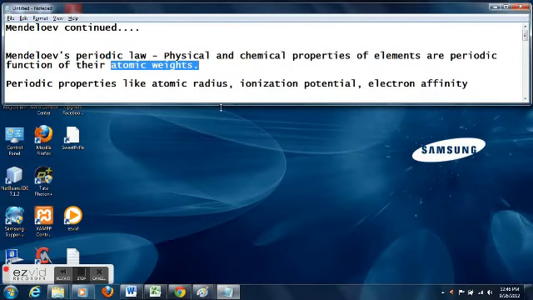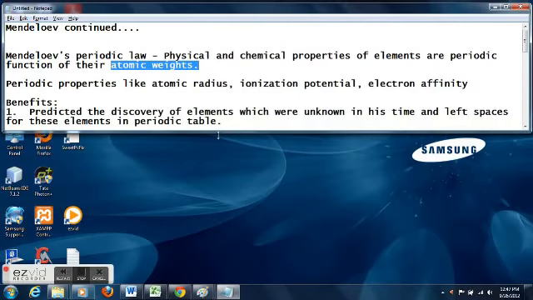Atomic radius is the distance between the center of the nucleus to the outermost shell of an atom. Ionization potential is the energy required to remove one electron from the outermost shell of an atom to form a positive ion. Electron affinity is the energy released when an atom absorbs an electron in its outermost shell to form a negative ion. And these properties are periodic properties. That means they recur after a certain interval.